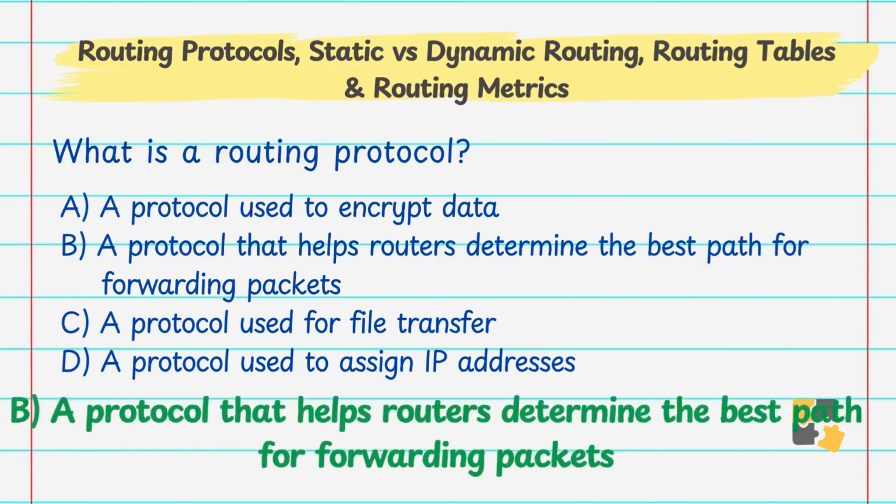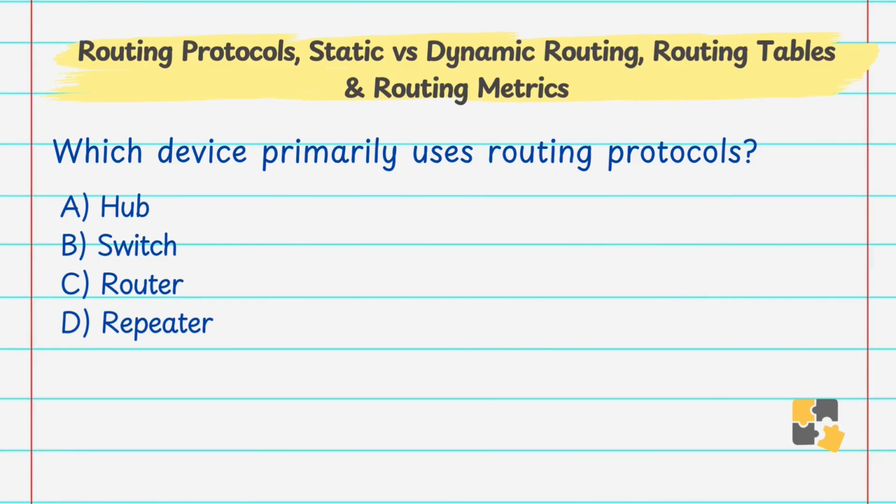Okay. Which device primarily uses the routing protocol? A. Hub, B. Switch, C. Router, D. Repeater. Answer is C. Router. Routers use the routing protocol to communicate with other routers and maintain the routing tables.